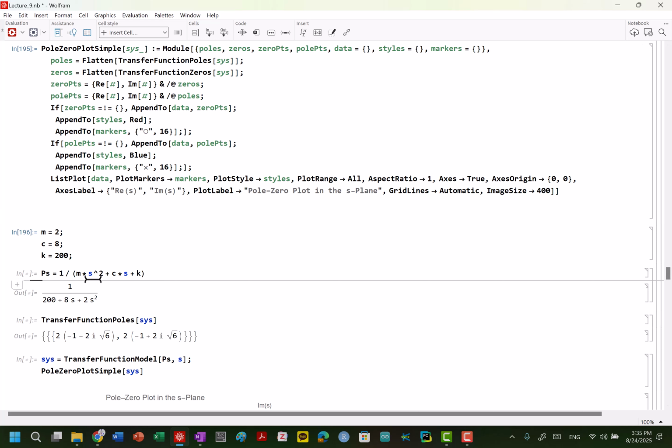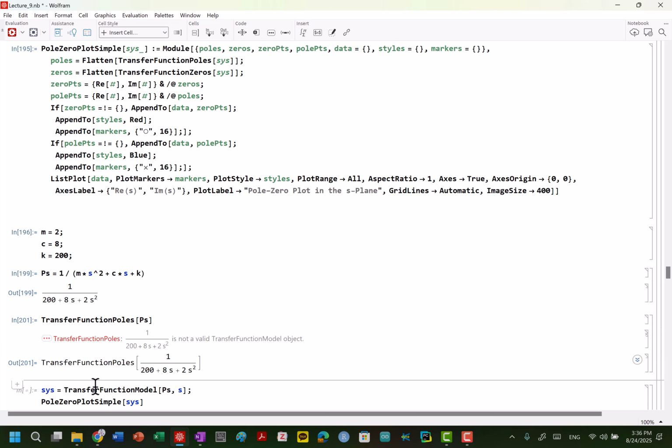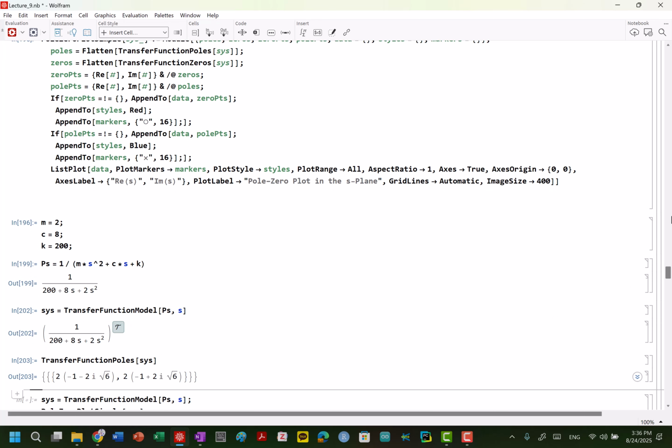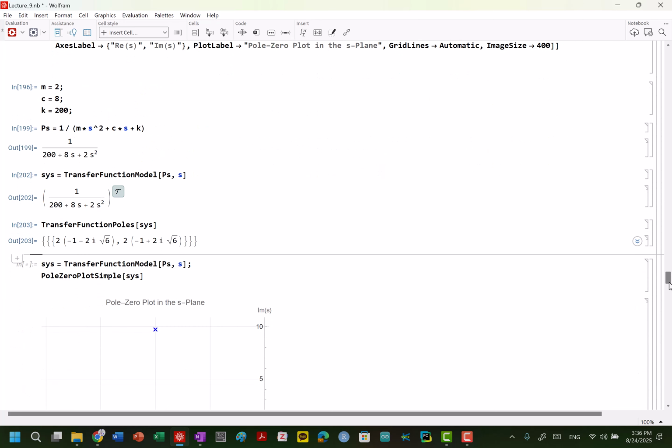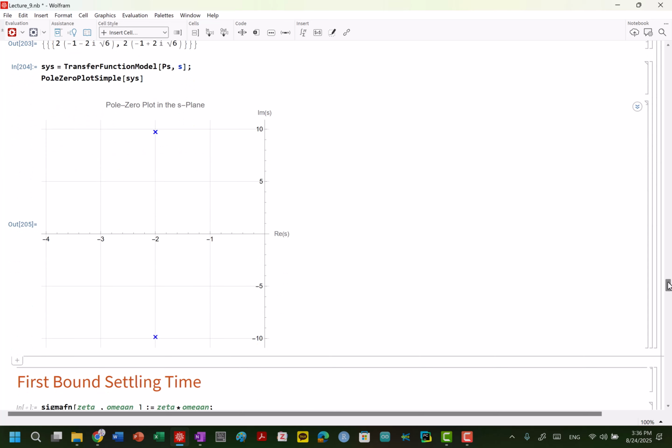We'll redefine our functions. We know what the poles of the system are, the transfer function poles. It's not doing that because it's asking me for a transfer function model first, so I'm going to redefine that, just putting it in that form so it can recognize it. And what we get is two poles, and we can now visualize them. We should be on the left side of the plane.